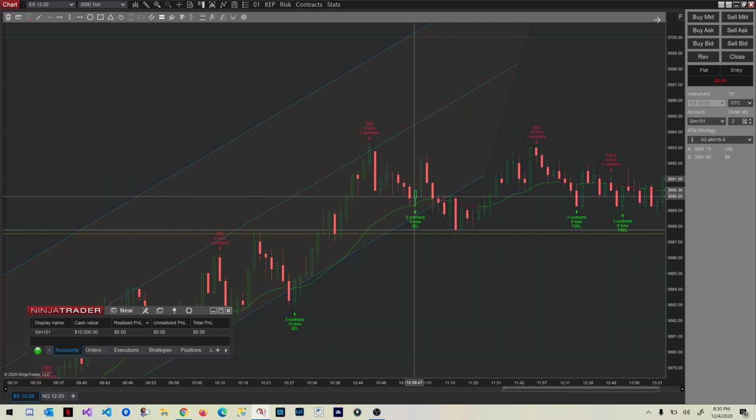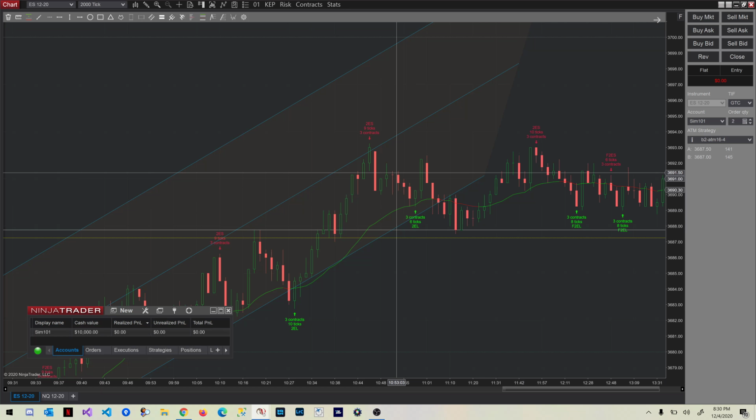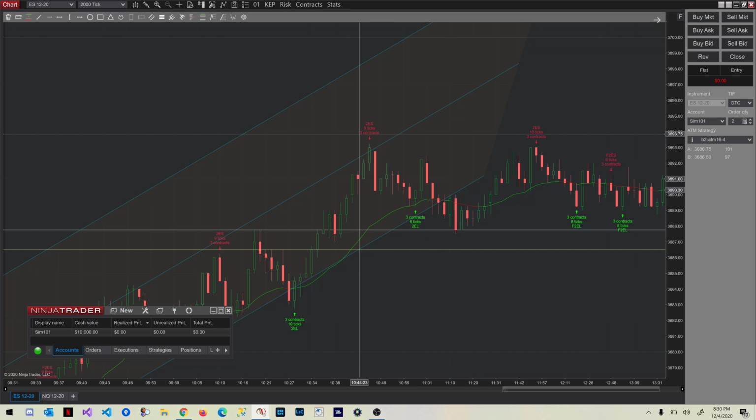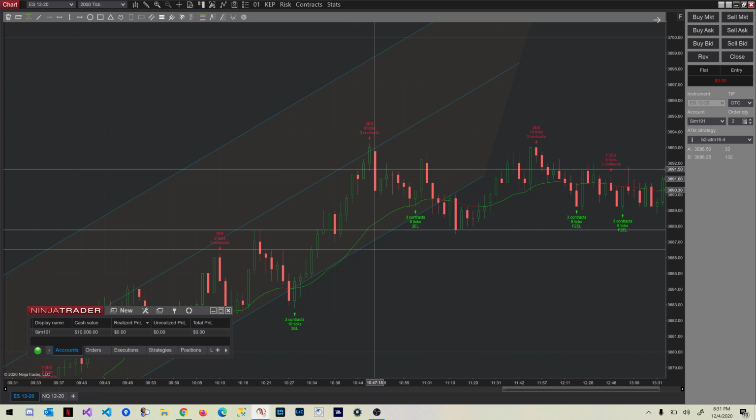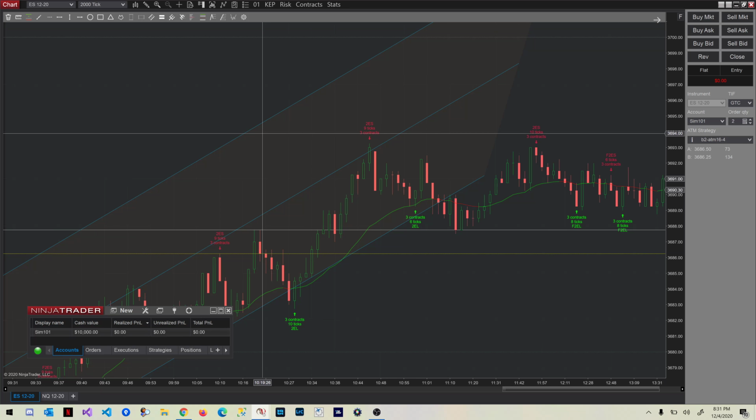And why would we use 3 contracts here with a stop loss of 6 ticks? And why would we use 3 contracts here with 9 ticks? I mean, we're having more risk here than on this trade. So it would be logical to use fewer contracts here and more contracts here, because I don't know about you, but I always want to risk the same amount of dollars per trade.